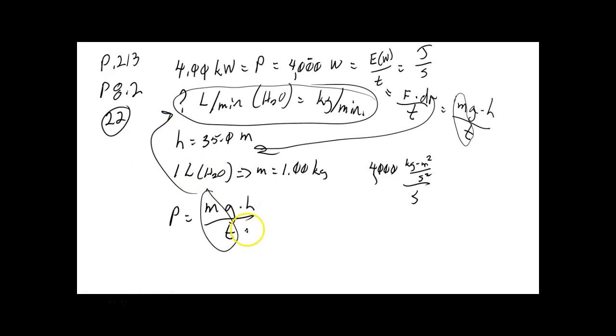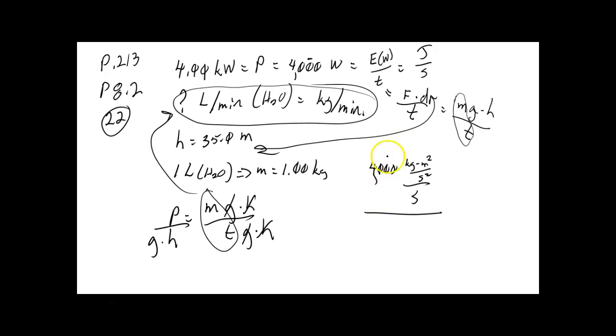So what we need to do is divide by G and divide by H. That wipes them out over here, and that's going to give us mass per unit time. So now I'm going to plug in. There is your power. Divide that by acceleration due to gravity.